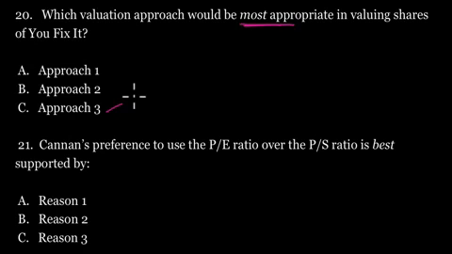Canaan's preference to use the PE ratio over the price to sales ratio is best supported by reason 1, reason 2, reason 3. Remember we went through and we said, well, reason 1 is not true, reason 2 is not true, reason 3 is true. So we can select reason 3 because it is true. We can get rid of 1 and 2 simply because they are not true. There might be better reasons to justify PE than reason 3, but given reason 1, 2, and 3, 1 and 2 simply were not true.